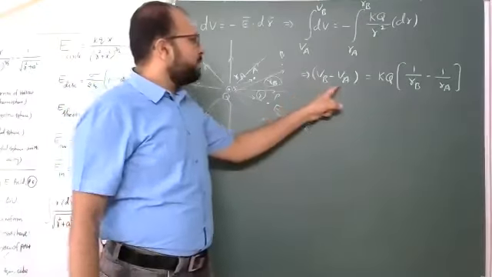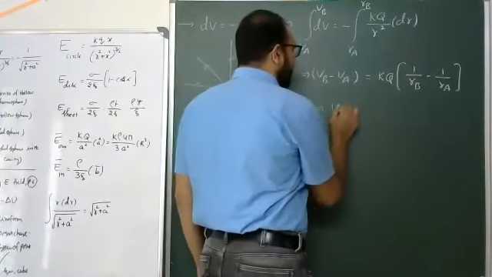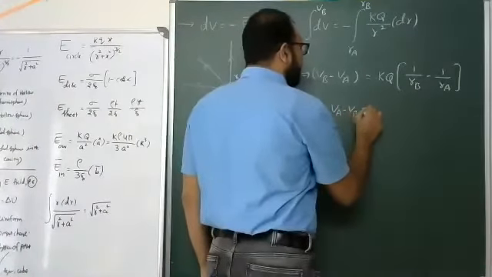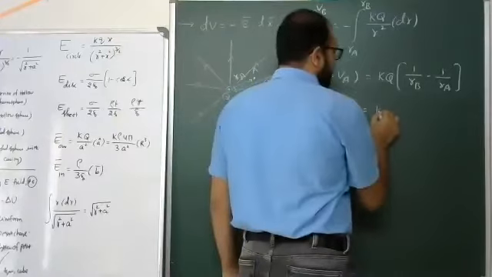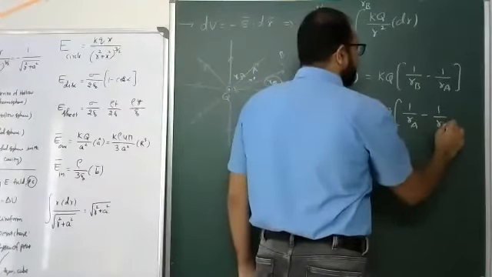This is VB minus VA. Suppose you need VA minus VB. VA minus VB equal to KQ into 1 by RA minus 1 by RB.